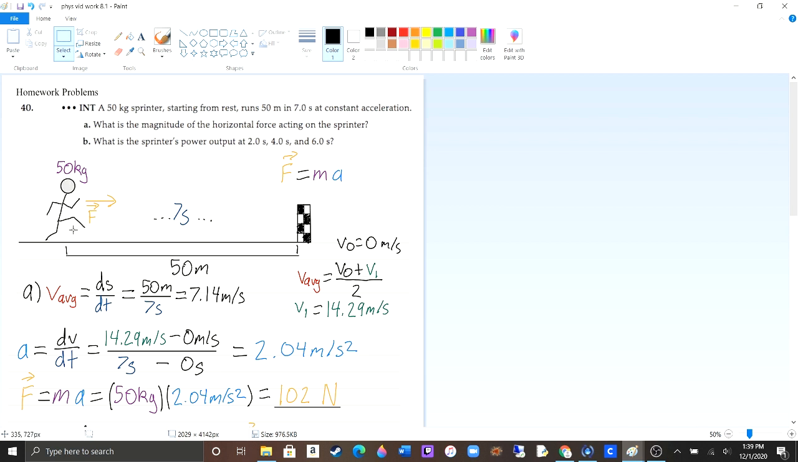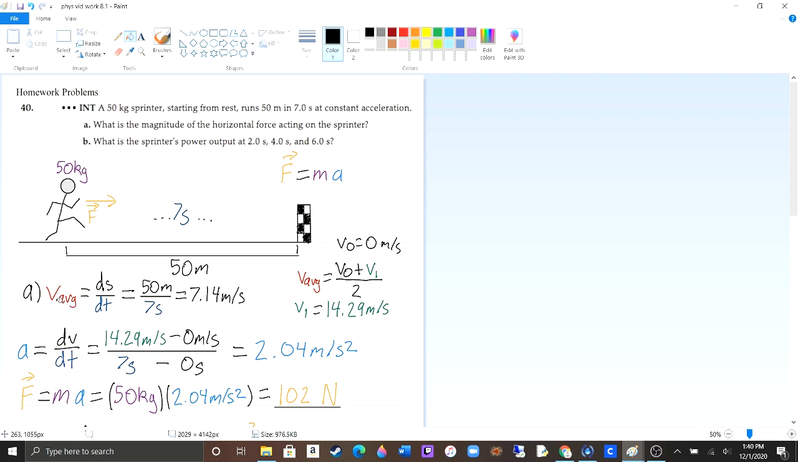So we have our 50 kilogram sprinter. I'll switch to this cursor. 50 kilogram sprinter. The force acting on them horizontally. Our 7 seconds to go from the start to the finish. And then the distance, which is 50 meters. So to find the force, we know that force is equal to mass times acceleration. So we'll be using that.